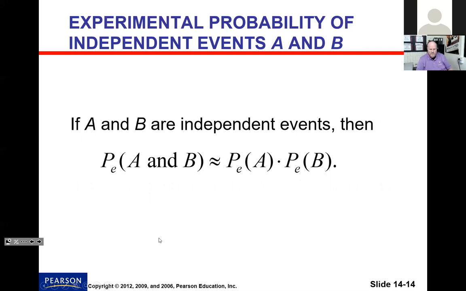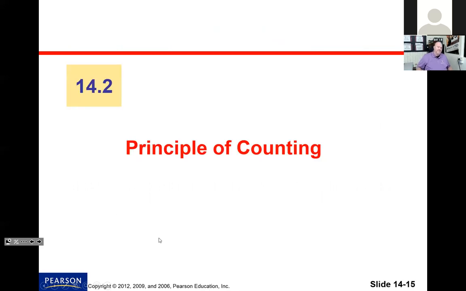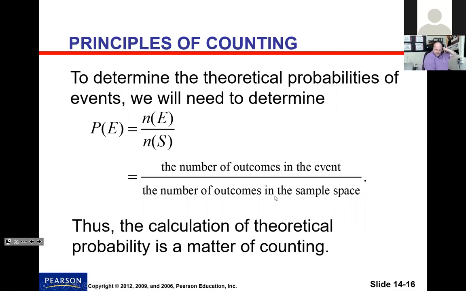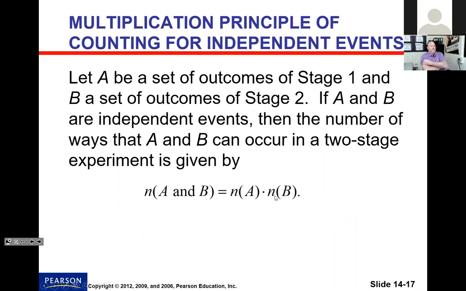Okay, so let's talk about the counting principle, and you'll see some of this come up in the principle of counting. To determine theoretical probabilities, which is the next piece, we have to find the number of outcomes in the event and the number of outcomes in the sample space. So when we're calculating theoretical probability, it's just a matter of counting. That's all it is. I'll explain that when we get to the example in two slides. It'll make quite a bit more sense. So, the multiplication principle.